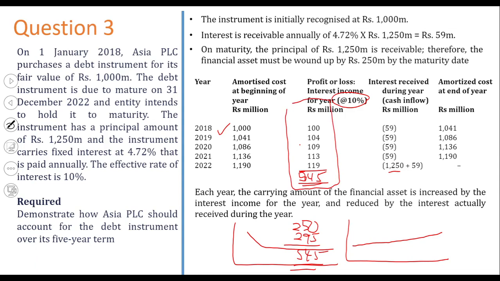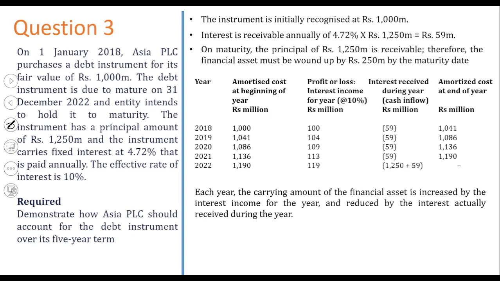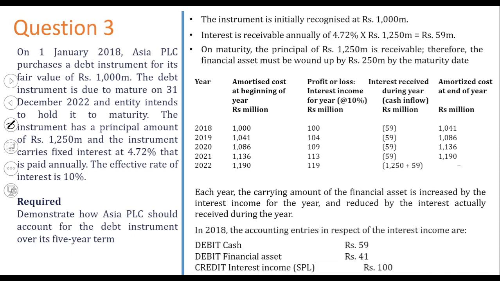So that's what we are doing using this IRR or the amortized cost method, right? So you can first of all note this down, then we'll try to do it on a T account for you to understand the scenario.